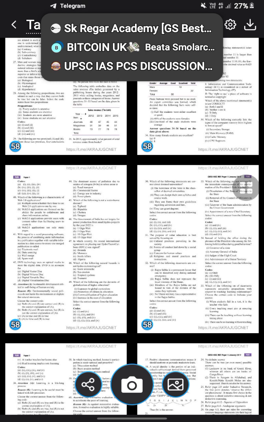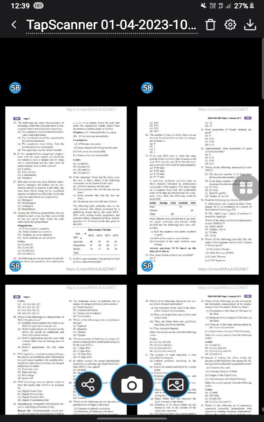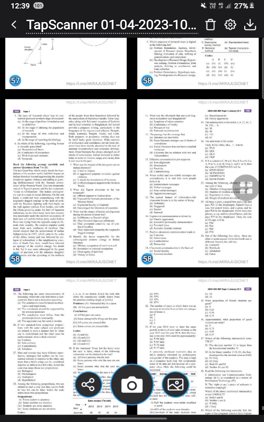Again, page number 181 and we want to go to 4.25. So where is 4.25? 4.25.